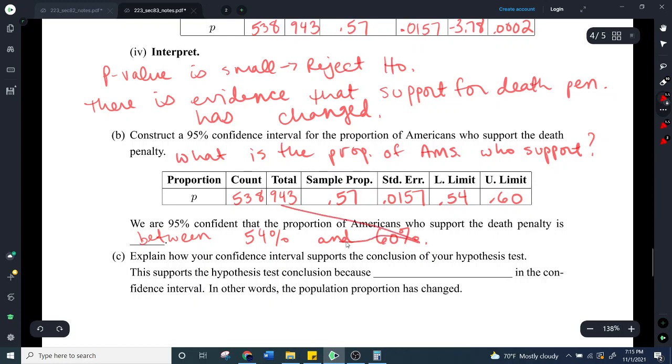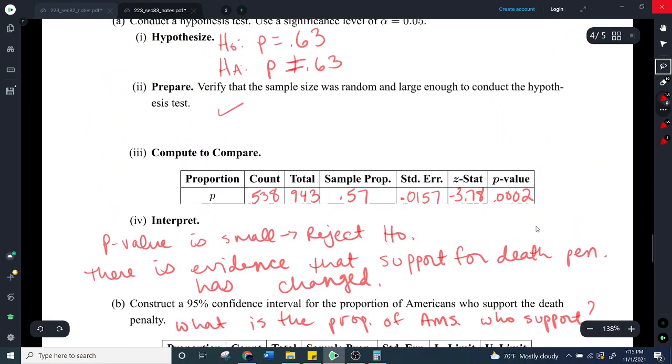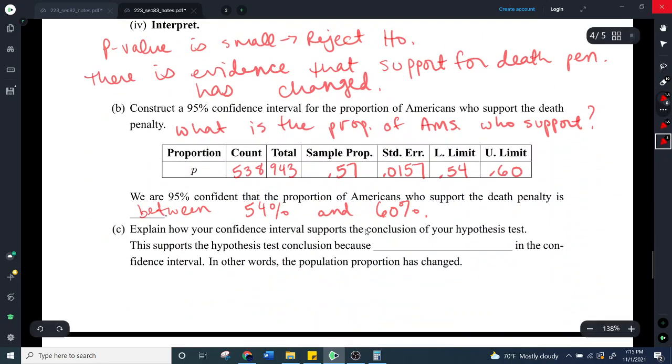So does this support our conclusion from earlier? Yes, because notice what is not in this interval is the 63% that we were interested in. The 63% was what we were comparing with originally. Notice that 63% is not contained in this interval. So how does this support our hypothesis test conclusion? It supports it because the 63% is not contained in the confidence interval. In other words, the population proportion has changed. And the confidence interval gives us a little bit more information. It tells us that it's actually declined.